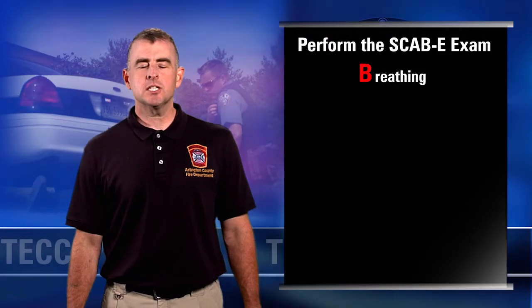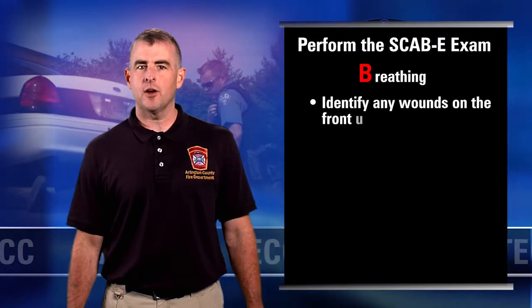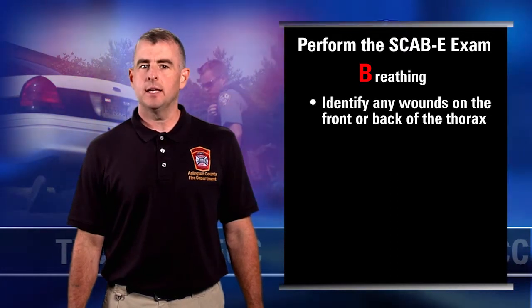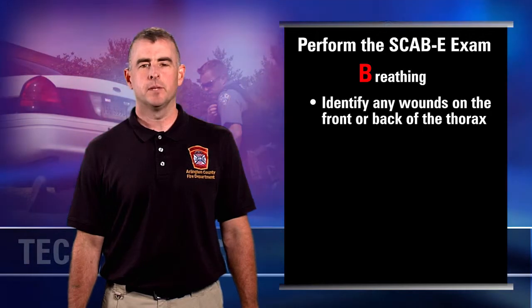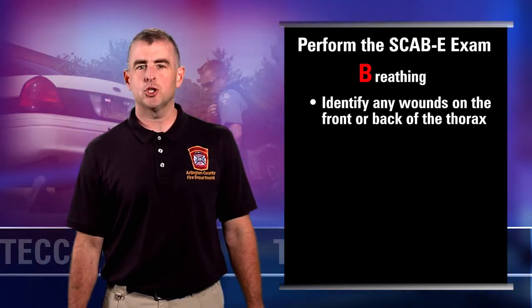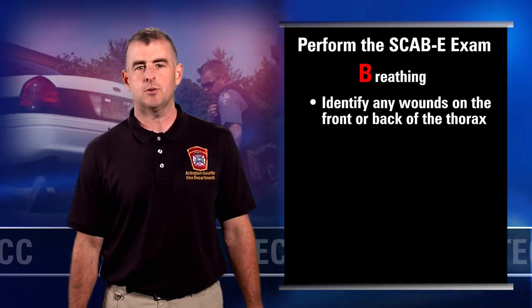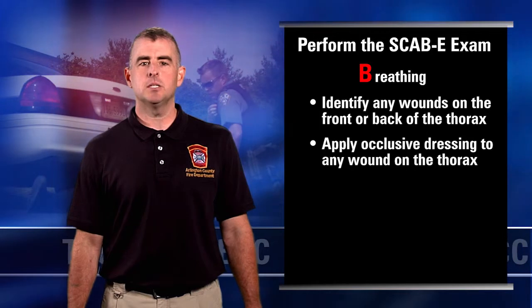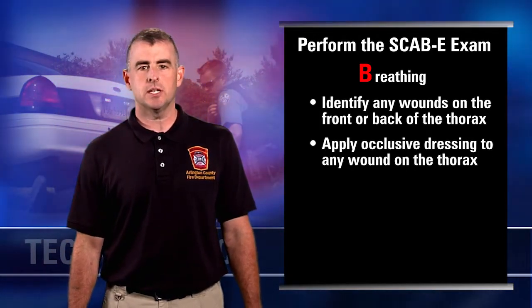During the breathing part of the SCAB-E exam, you must look carefully at the injured officer to identify any wounds on the front or back of the thorax. These wounds may be hard to find and typically do not bleed a lot, so you have to look very carefully. Start under the arms and around the shoulder, as this area is the big exposed weak point in your tactical body armor. Any wound under the thorax, from the belly button to the top of the shoulders, front and back, should be covered with an occlusive dressing.